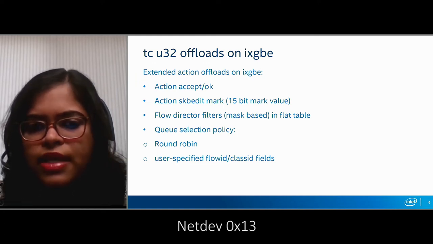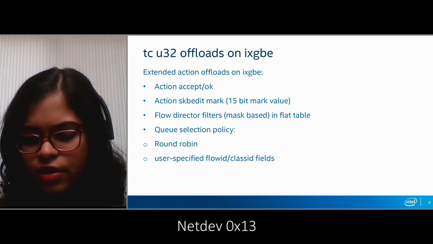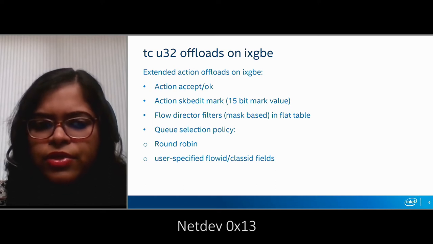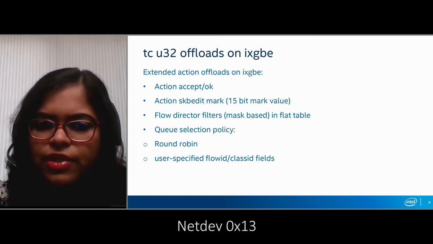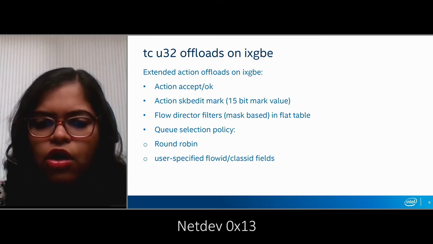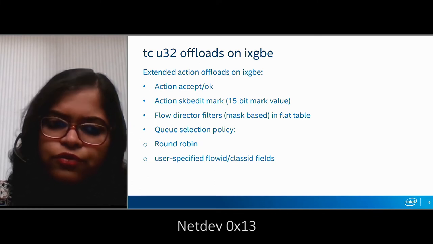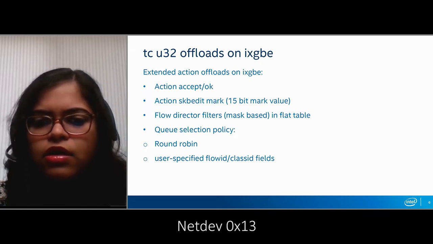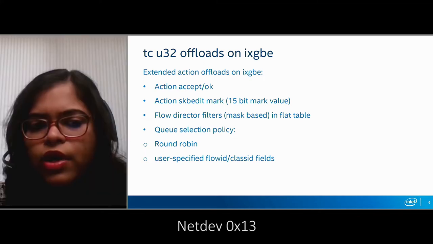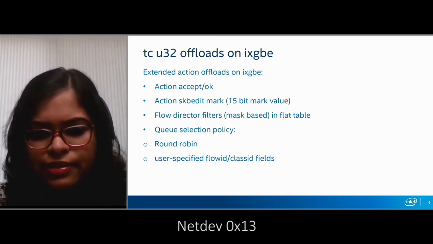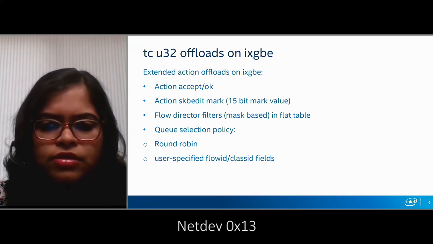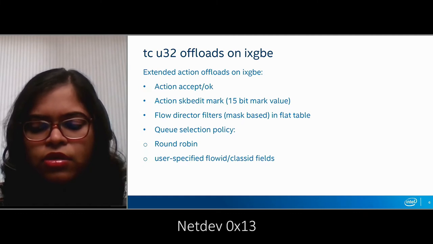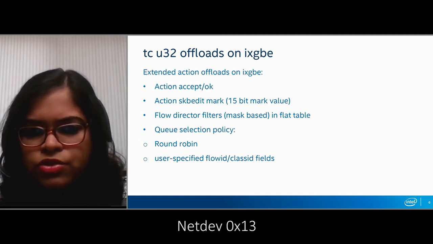And both these actions have a queue selection policy, which could be one of two. It could either be a round robin selection implemented internally in the driver, or it could be from user specified flow ID or class ID fields. The minor number in the flow ID or class ID field can be used to select the queue. And this is just ongoing work. It's not available in the upstream IXGBE driver. Moving on to the next slide.